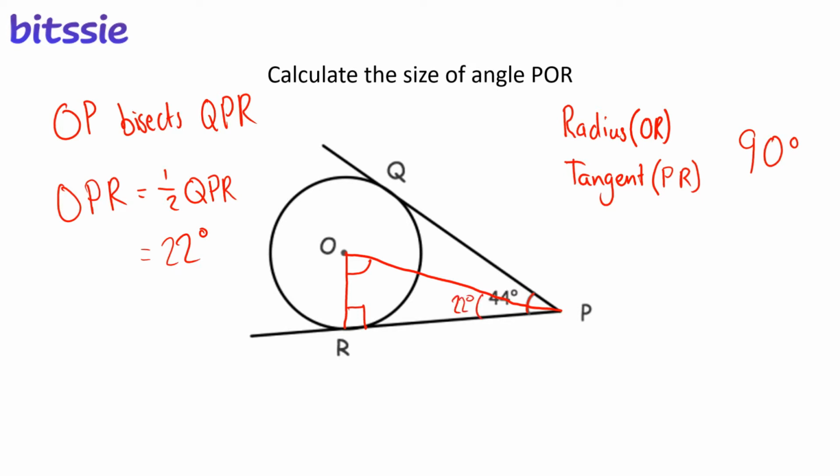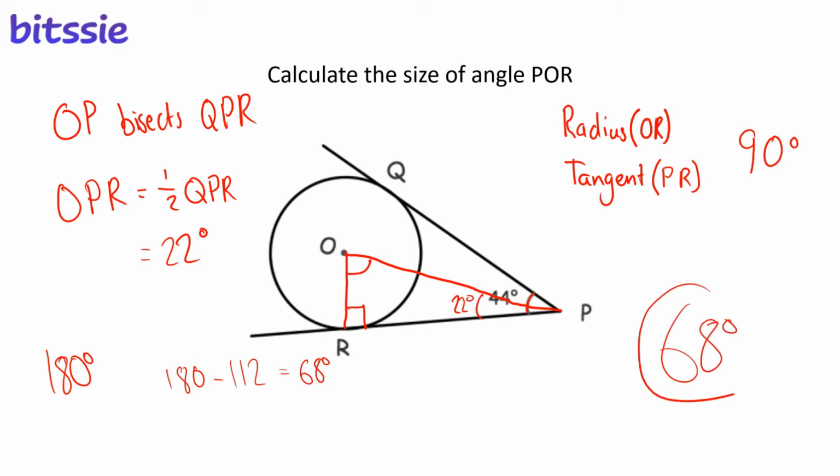And now let's use one of the more simple theorems. Angles in a triangle add up to 180 degrees. So if we use the angles we already know, 90 and 22, we get 112, and then do 180 minus 112 to give an answer of 68 degrees. So there we go. That's our answer.